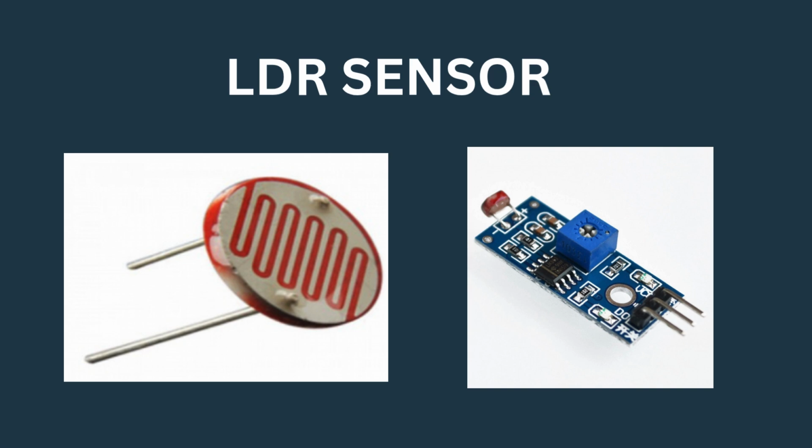The LDR itself consists of two legs, one to the power and one to the ground. The LDR sensor module has a three-pin configuration. One is VCC, second is ground, and third is the data pin. VCC is connected to 5 volts, ground is connected to ground, and the A0 pin is connected to the analog pin of the microcontroller.